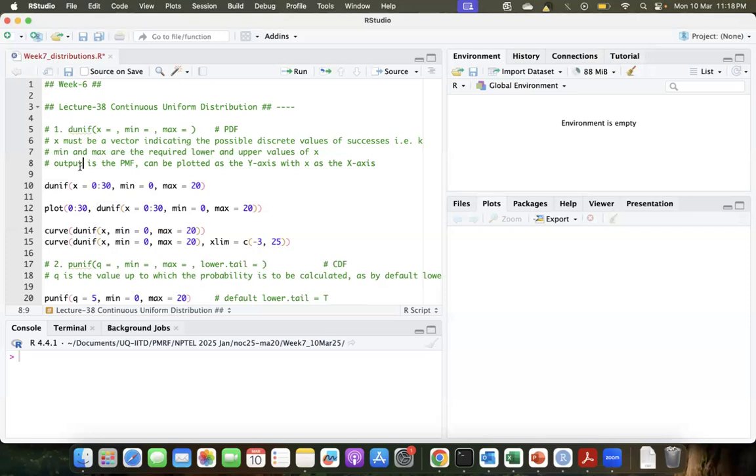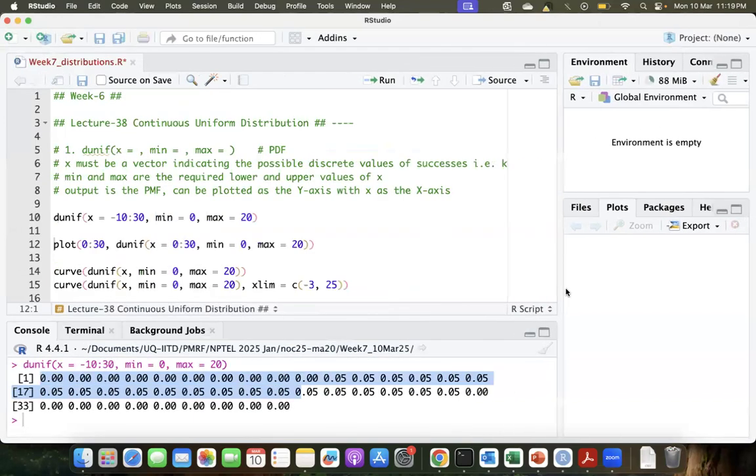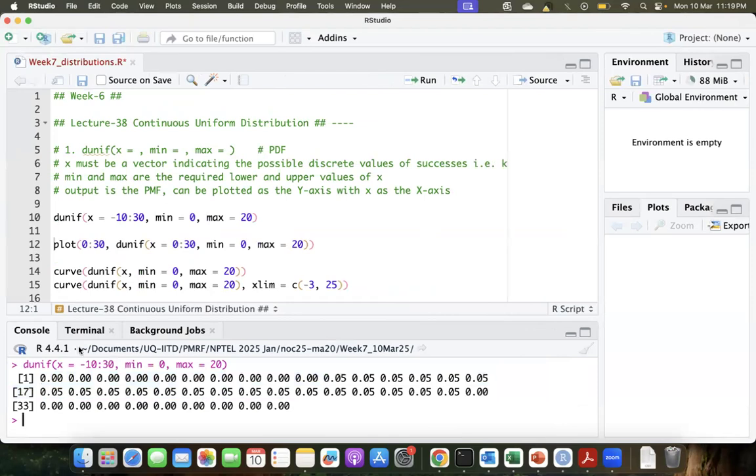So again, for uniform distribution, you have to specify a minimum and maximum. So basically A and B, right? But just to avoid any confusion, these are called min and max. And then which values of X do you want? So the thing is, A is 0, B is 20, and maybe I can call this minus 10 actually, because it doesn't matter where I'm going from. So you can see the initial few values are 0, right? The output here, let me increase the font. The output here is basically the y-axis. This is going to be our x-axis, and this is the y-axis, the output.